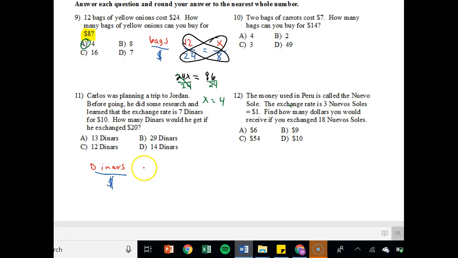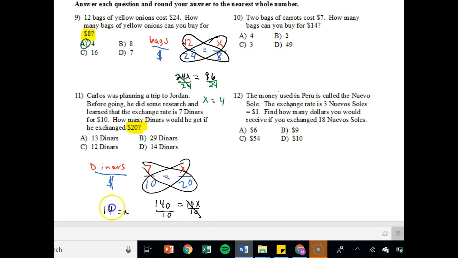So 7 dinars to $10 equals, and then if you look at the question, they give you one or the other. They either give you dinars or dollars. And see how they gave you $20? That means you don't know dinars. So x over 20. All right, so 7 times 20, 10 times x. 7 times 20 is 140. 10 times x is equal to 10x, and you solve by dividing by 10. So x is equal to 14 dinars.